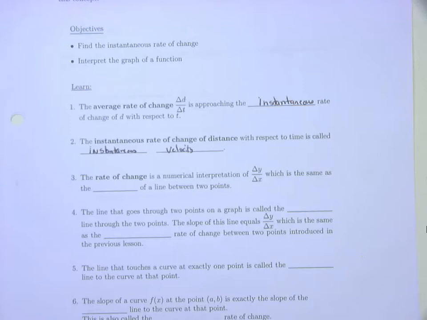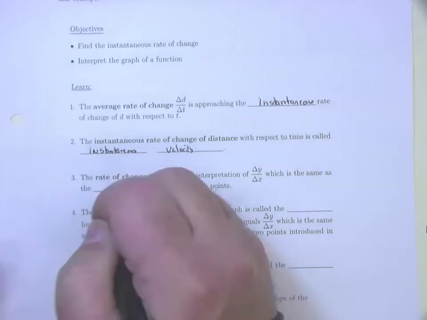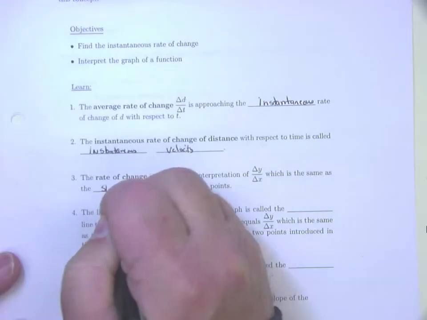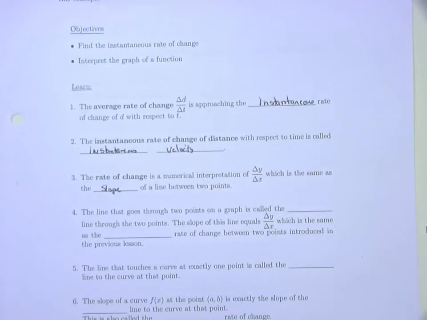The rate of change is the numerical interpretation of delta y over delta x, which is the same as the blank of the line between 2 points. What is it? You know it. Slope. This is coming from the slope formula, change in y over change in x. It's the slope formula. Number 4.